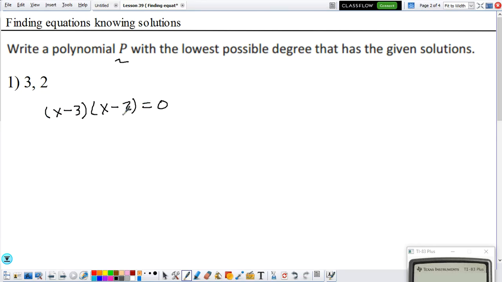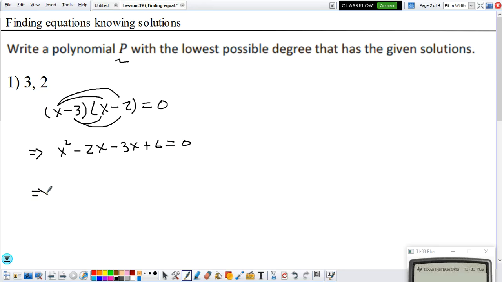Now that we have this, how do we find the equation? Well, now we distribute. So let's distribute this. x times x, that's going to give me x squared. x times negative 2, that's going to give me negative 2x. Negative 3 times x, that's going to give me negative 3x. And negative 3 times negative 2, that is positive 6, equal to 0. This is the equation where those solutions come from.